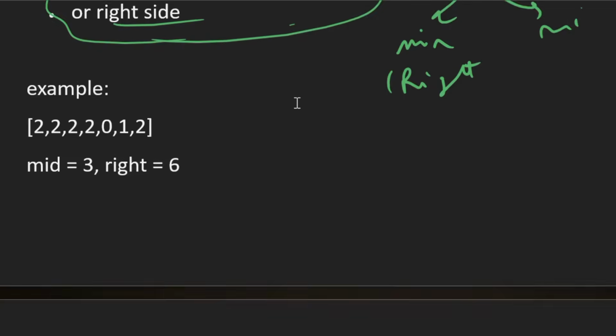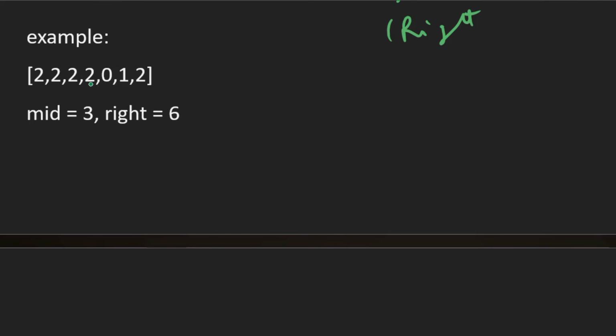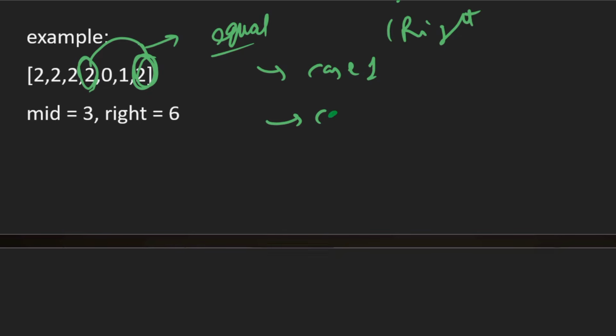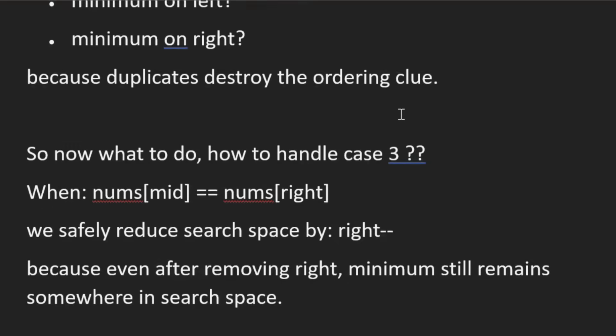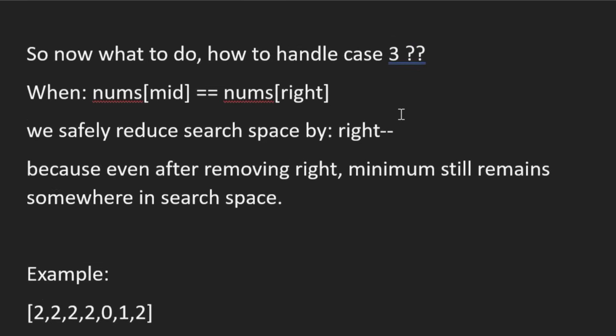So let's see with the help of an example. Here mid is equal to 3, this is the mid element, this is the right element, and both mid and right are equal. So neither case 1 follows nor case 2 follows. So we cannot determine whether we have to go on the left side or the right side, right? We are unable to determine. So how will we handle this case?